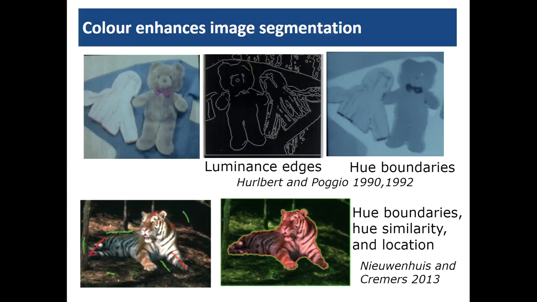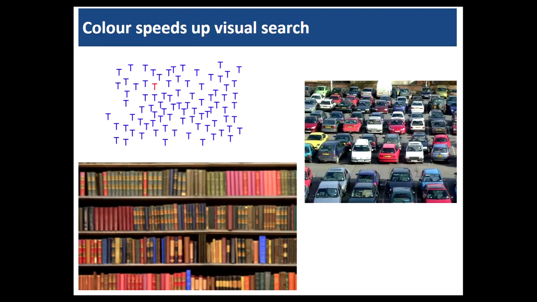These ideas have been carried on by much greater computer scientists so that we can now do things like demarcate tigers on the basis purely of hue differences between the tiger's fur and the background. In providing a cue to visual segmentation, color also speeds up visual search, enabling us to find the red T's quickly in a group of blue T's, enabling us to find that blue book on our shelf or our rental car in a car park.